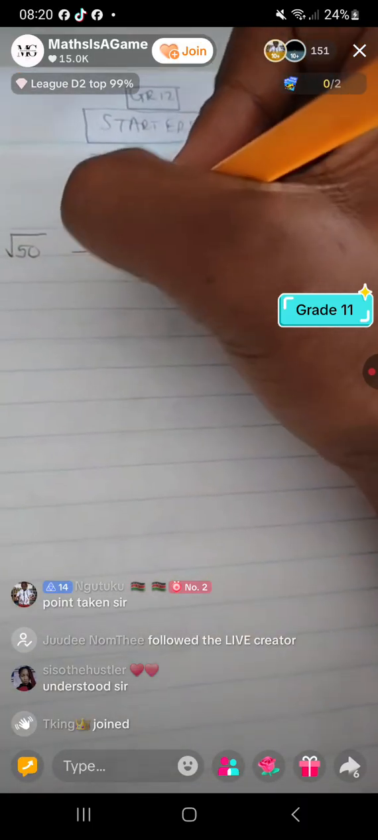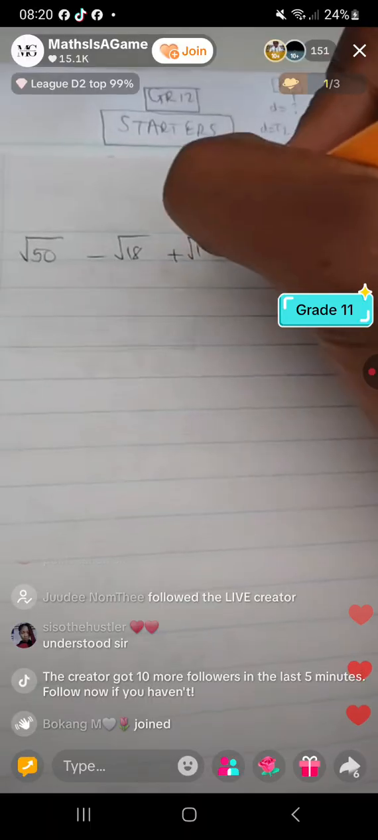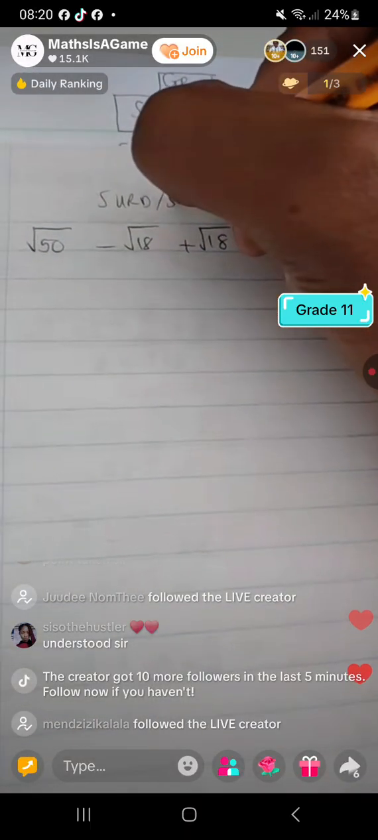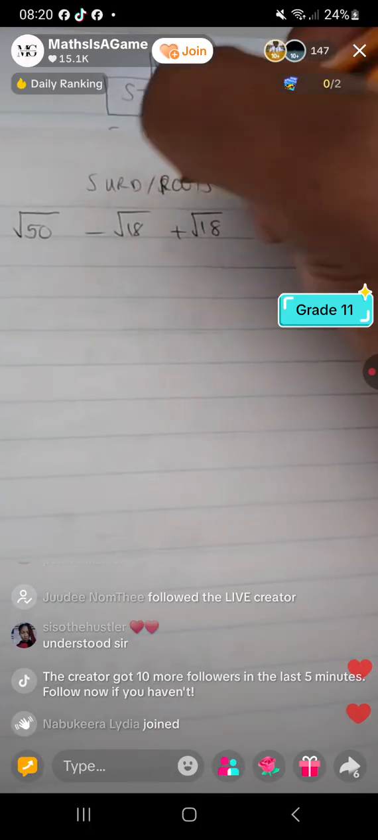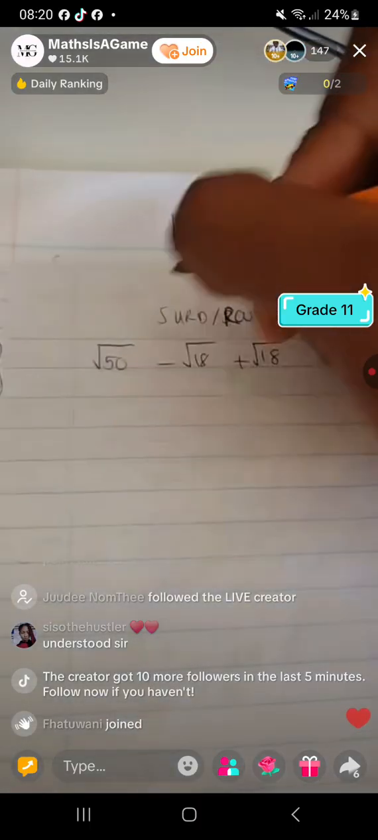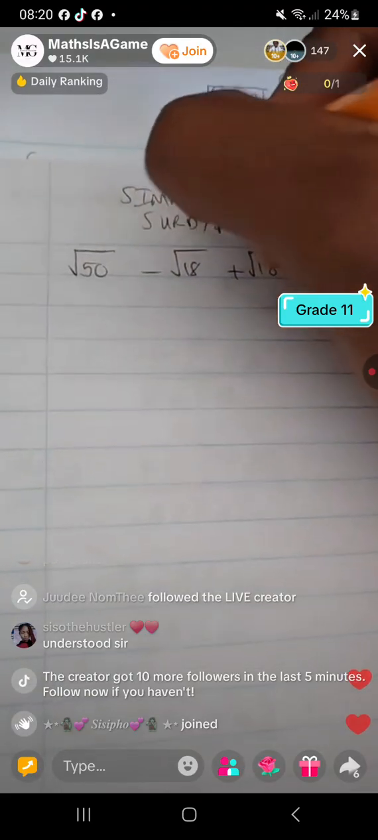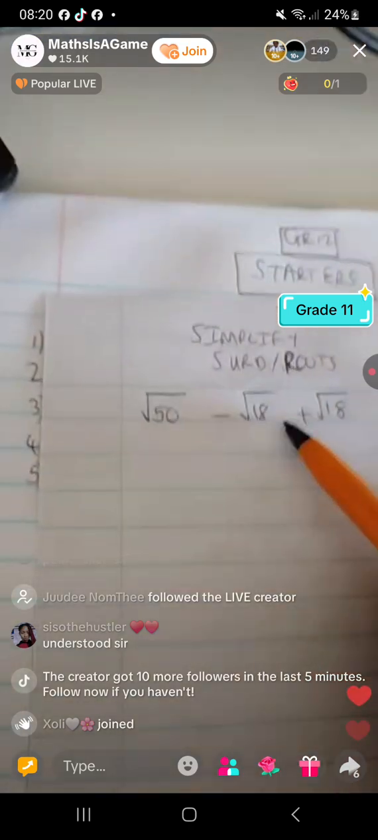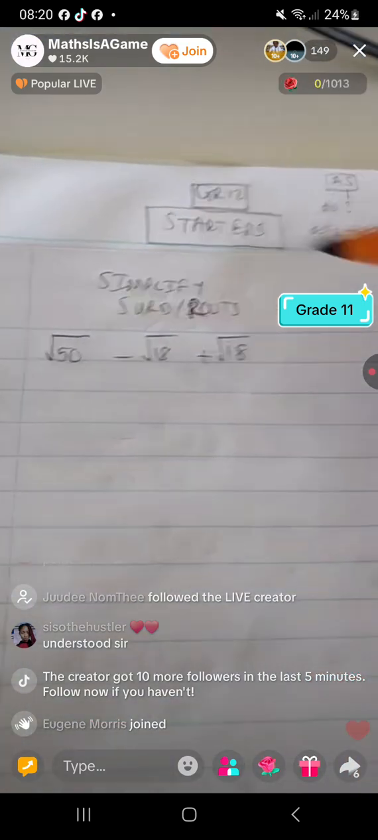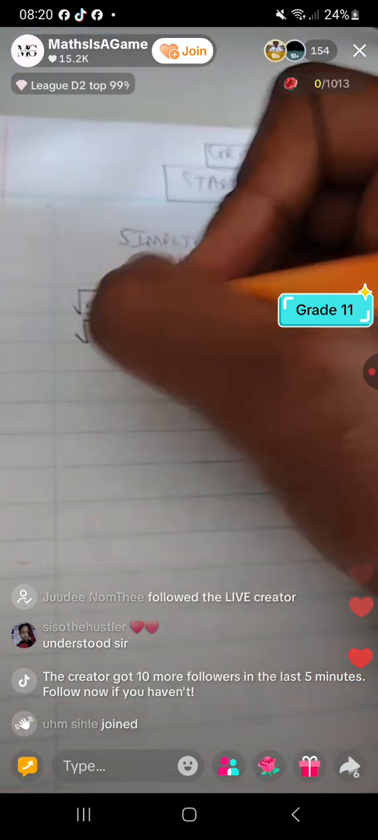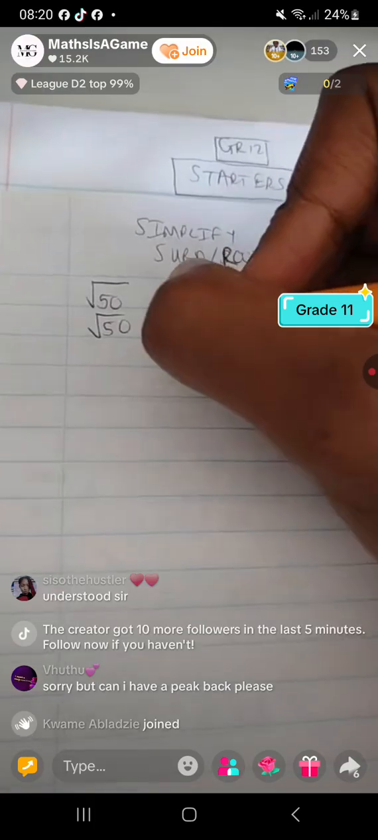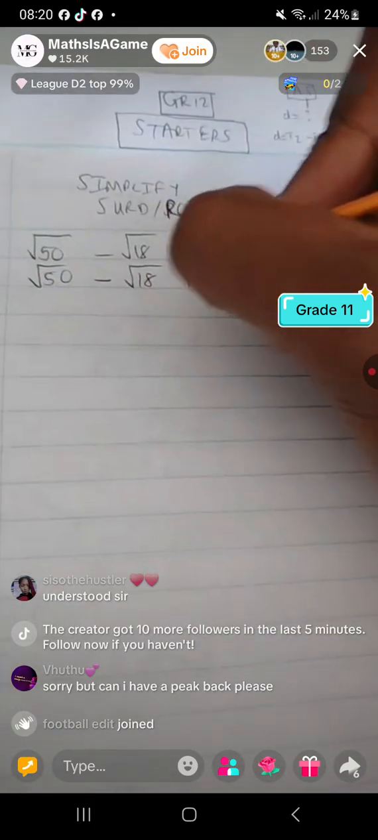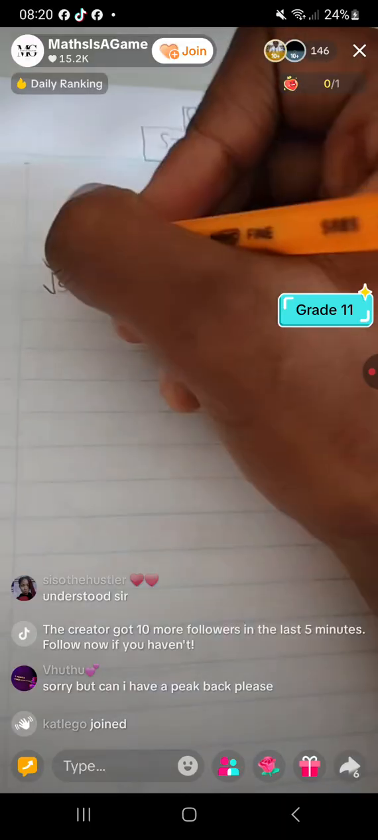Now let's move on, guys. I think we can move now from exponents and enter into the world of surds and roots. How do we simplify surds and roots of this nature? Okay, so the question is square root of 50, square root of 18, square root of 8.